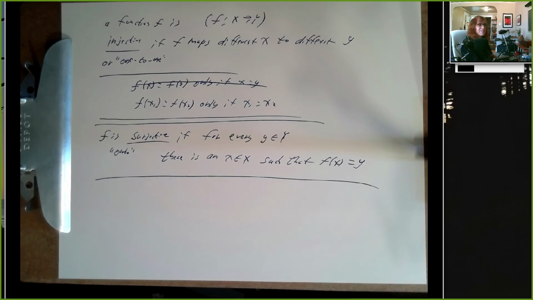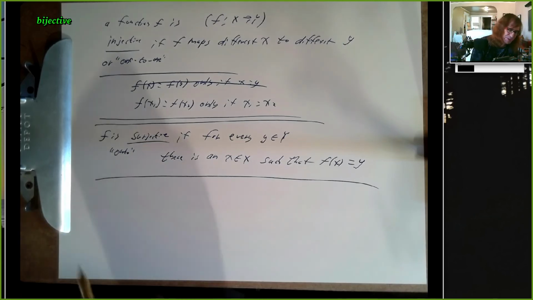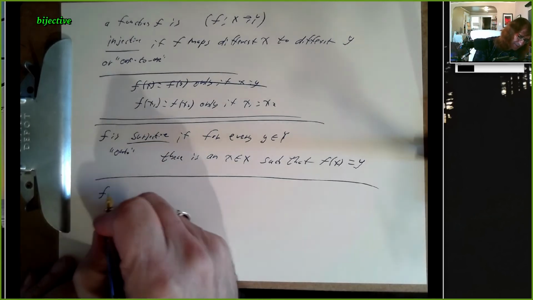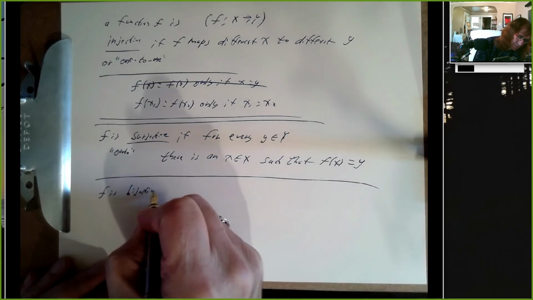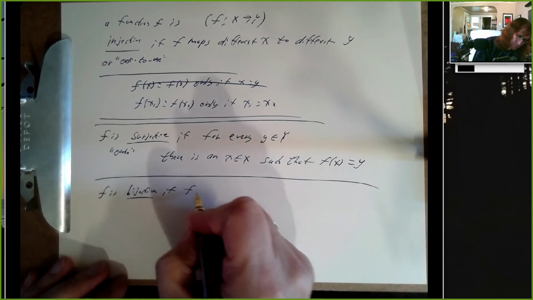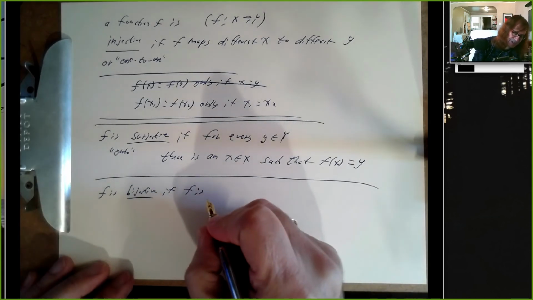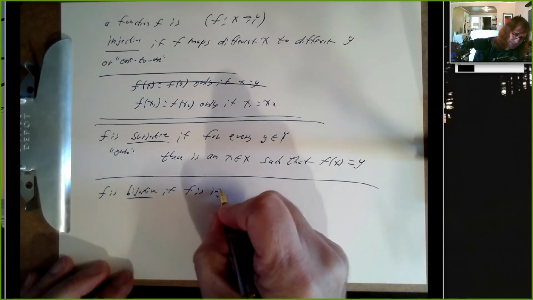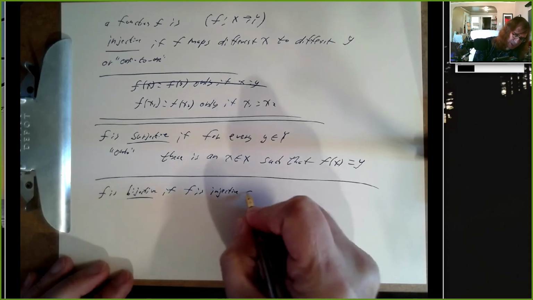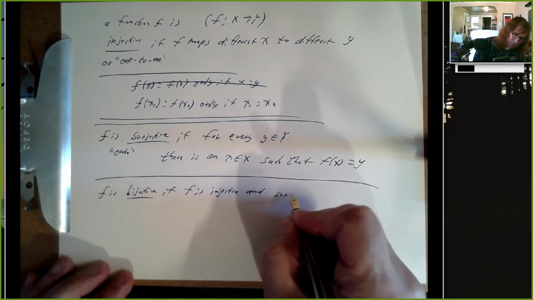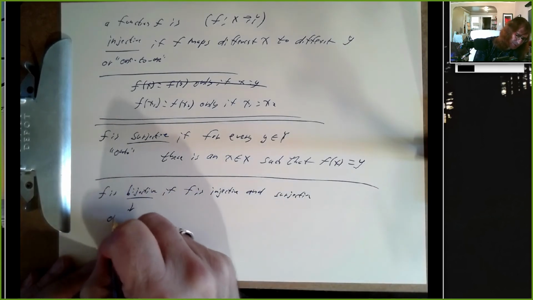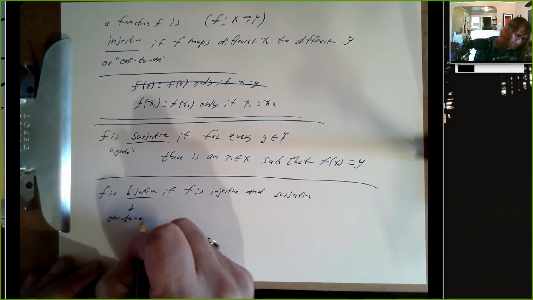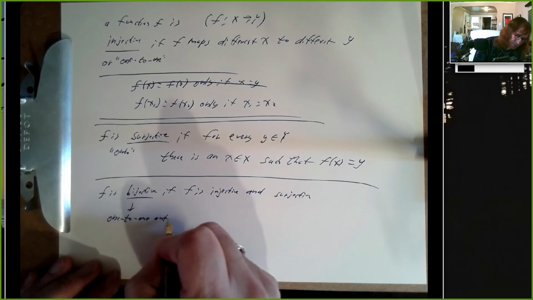And then finally, a function can have both of these properties, in which case it's bijective. So f is bijective if f is injective and surjective. And this is sometimes called one-to-one onto.